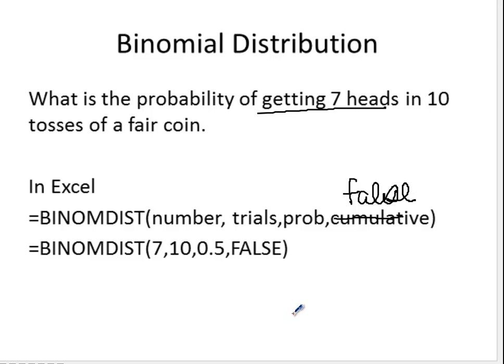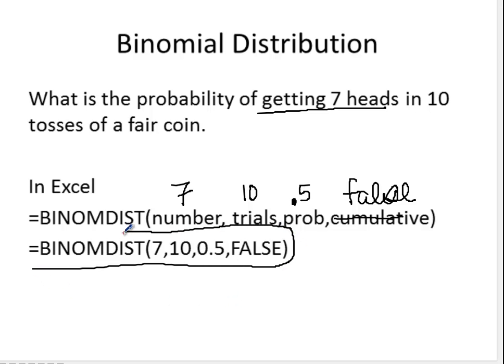The probability of getting a head is 0.5. We're looking at 10 trials, and we want to know exactly 7 heads. So I wrote out the version that you would type in Excel. And I guess I can show you how to do that in Excel.